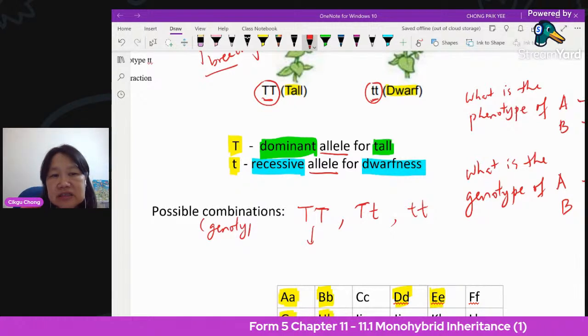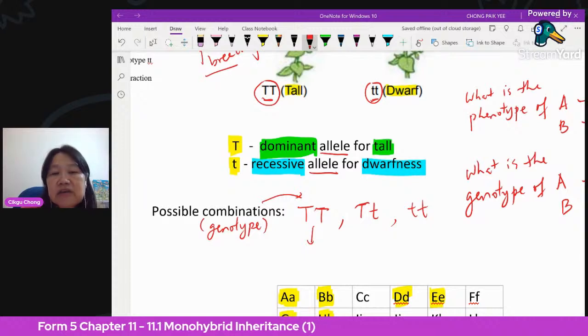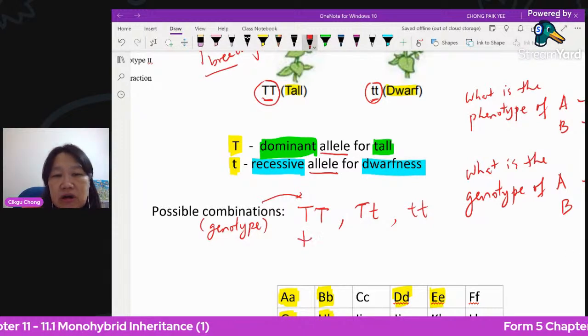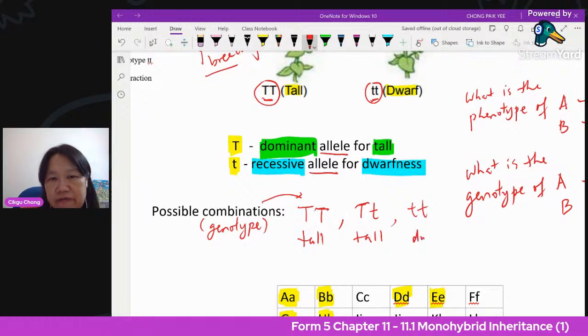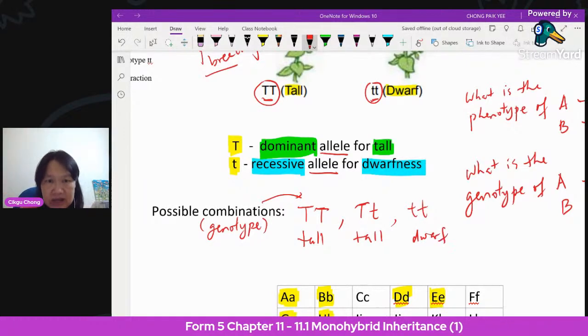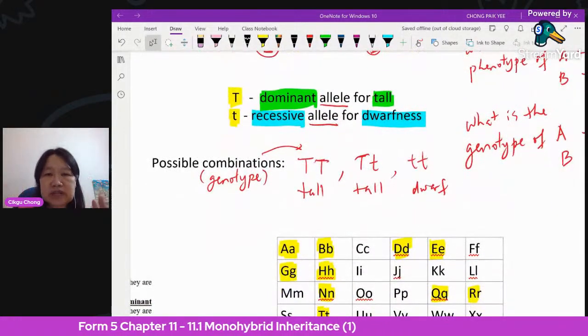Okay, this is the genotype. Genotype is all this. These are the symbols for genotypes. And the phenotype will be, this is tall, this is tall, this is dwarf. Correct? Okay? Now, so I have got three combinations.